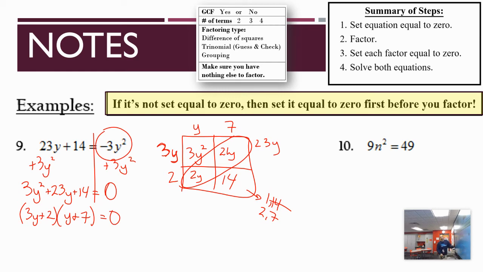Keep bringing down the equal 0 because that will help you remember that you still need to do the next steps. So set each factor equal to 0. So 3y plus 2 equals 0.